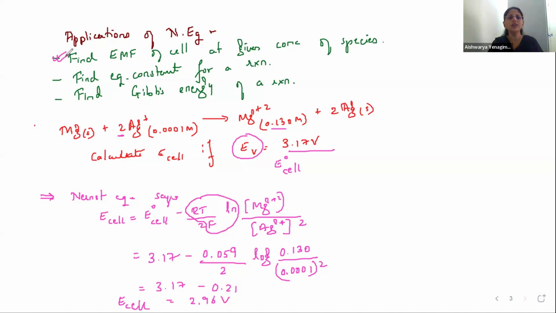Now coming to the second application, let us see. What we have to find here is how to find the equilibrium constant using the Nernst equation. Now you know the Daniell cell representation: Zn plus Cu plus 2 gives Zn plus 2 plus Cu.